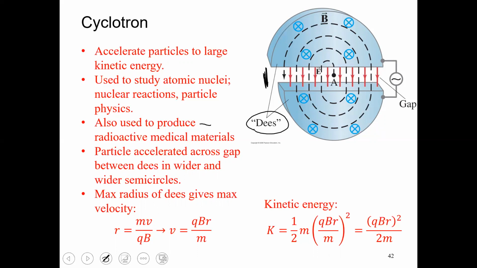So when they enter those Ds, they go through the magnetic field in this semicircle, right? And the maximum radius of your Ds gives the max velocity that you can get to. So they jump to larger and larger Ds as you get them moving faster and faster, right? So again, the kinetic energy of your particle can be figured out using that velocity I've got right there. 1/2 mv squared, your kinetic energy is given by this equation over here for a cyclotron.